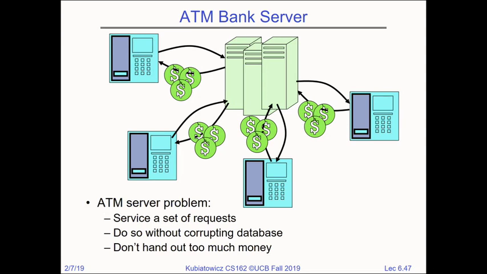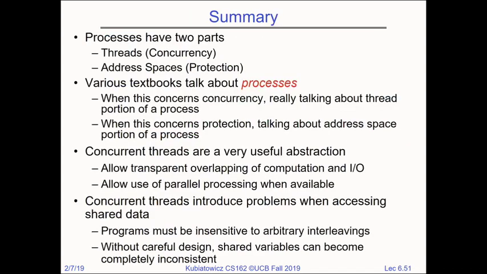But in conclusion, we talked about the fact that processes have two parts: threads and concurrency, and address spaces for protection. Various textbooks talk about processes, but really it's about concurrency and address spaces. Concurrent threads are useful, and we're going to talk next time about how these concurrent threads cause a lot of problems, which we're then going to fix.